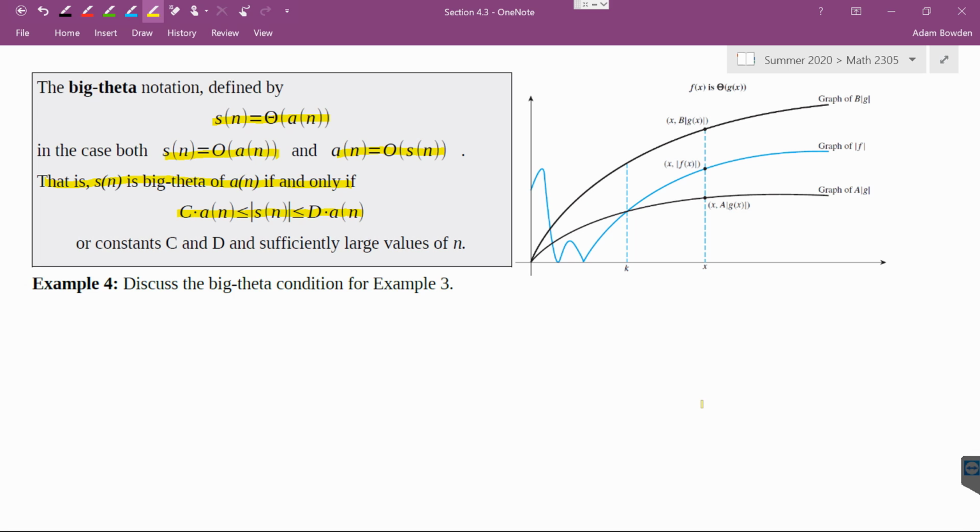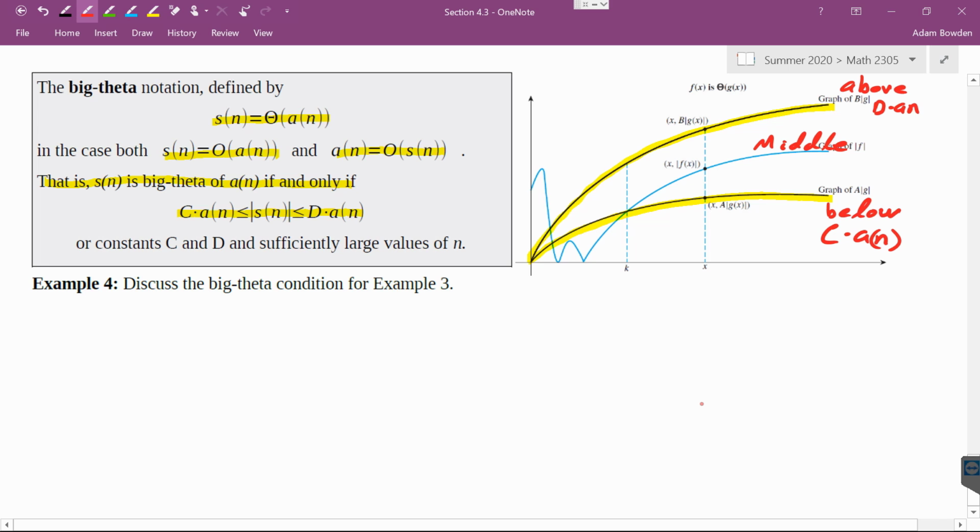Now what this means is we can figure out a way of placing something below and above a given sequence or function. And that one would then run down the middle between the two. So if we can find a constant so that we have c times A of n and it would go below, and d times A of n and it would go above, and then figure out how to make the absolute value of S of n fit down the middle, then we have big theta of A of n.